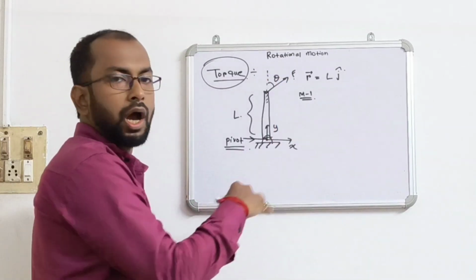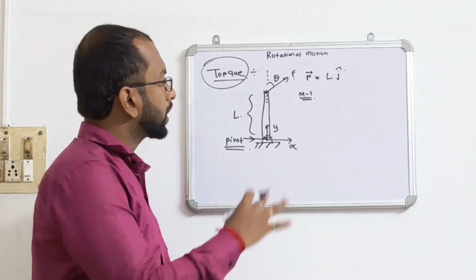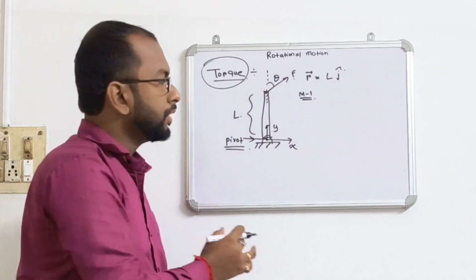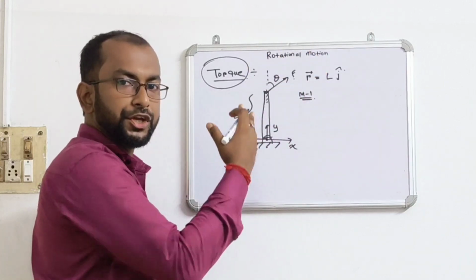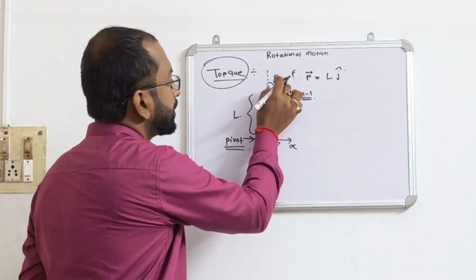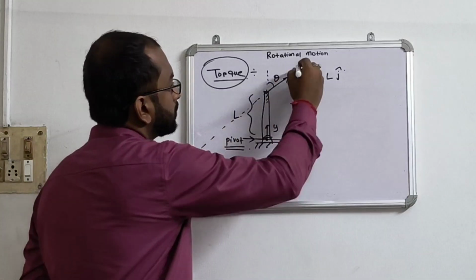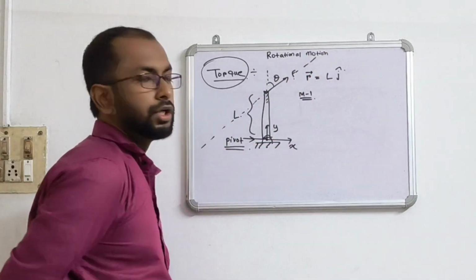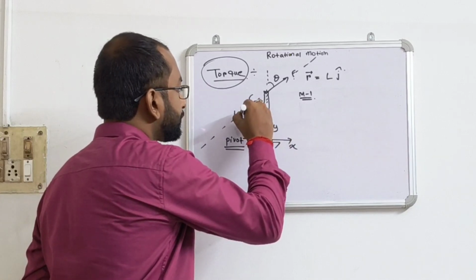So method 1, how to calculate the amount of torque, or the capability of the force to rotate the body. You have to draw a perpendicular to the direction of application of the force. See, this is the force applied, so this is the direction of application of the force. I can extend it. Now I have to draw a perpendicular on this line.